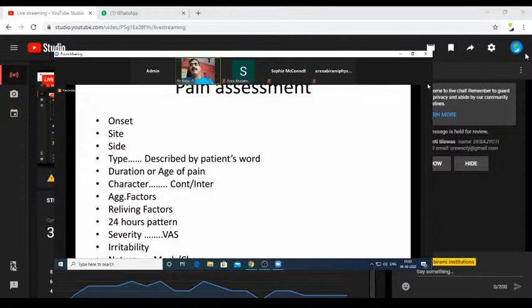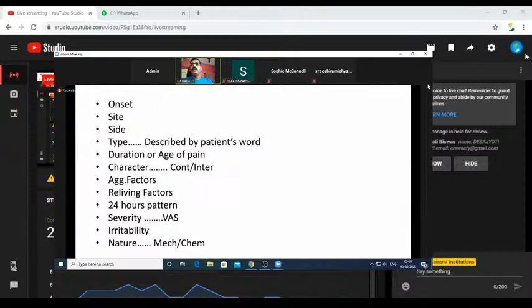So the pain assessment has 12 things. I can tell you about them very shortly. Onset, site, side, type, duration, character, aggravating and relieving factors, 24 hours pattern, severity, irritability, nature. These are the 12 criteria of pain assessment. What is onset? How the pain originated.